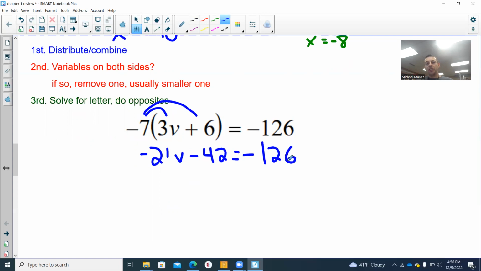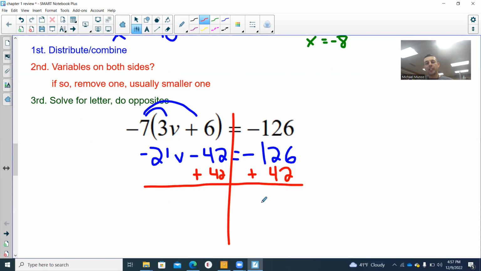This is a two-step equation now. I am going to add 42 on both sides. And negative 126 plus 42. Since the signs are different, negative and positive, I'm really subtracting those numbers. And I'm going to get 84. 126 is bigger than 42 and it's negative, so my answer is going to come out negative.